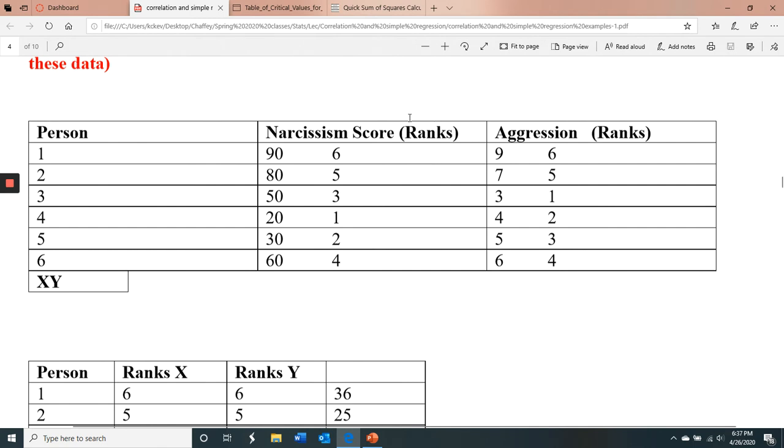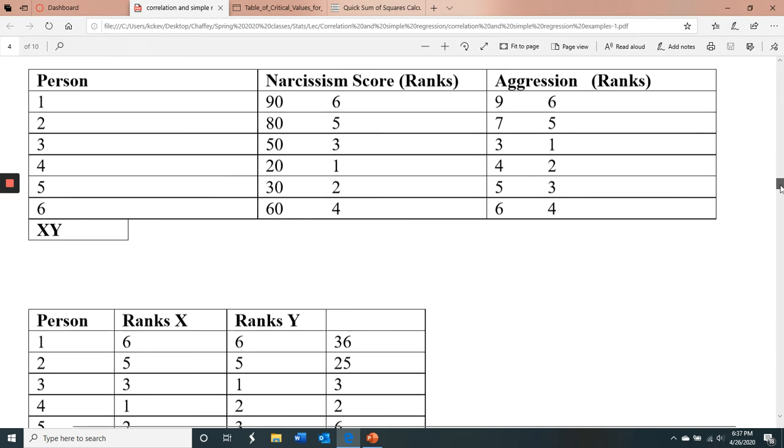Step number 1, I'm going to use the same scores. So these scores are the same as from the first example. Remember, the scores were 90, 80, 50, 20, 30, 60 on narcissism, and 9, 7, 3, 4, 5, 6 on aggression. These are the same numbers that we had in our first example for the Pearson. But now we're going to do a Spearman. So Spearman means we have to put these in ranks. You take each variable separately.